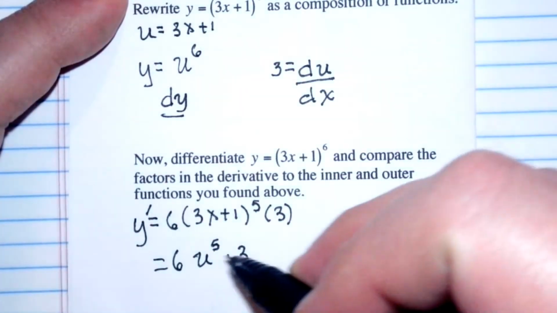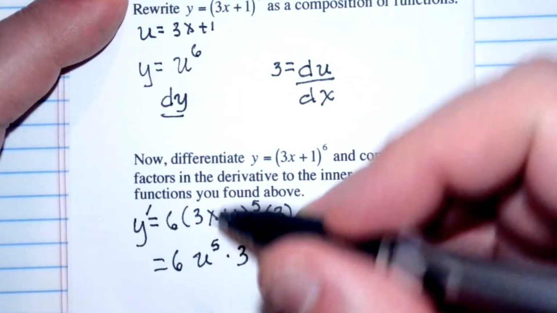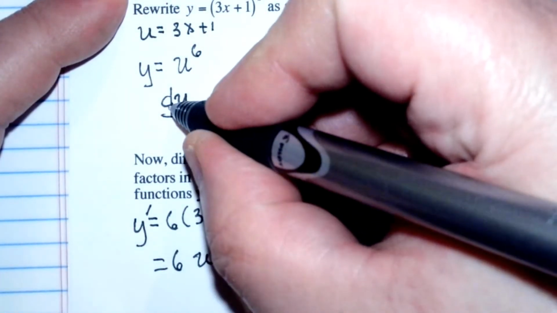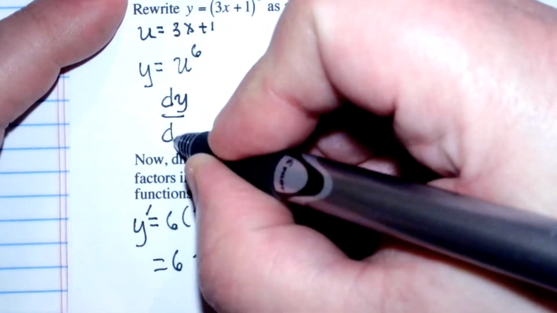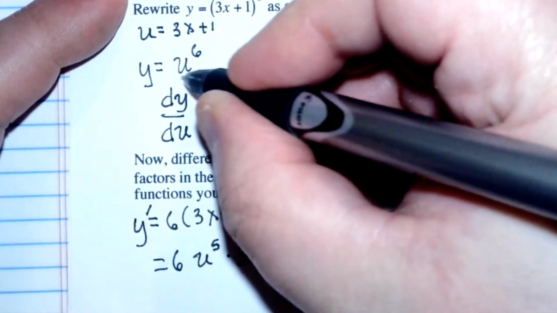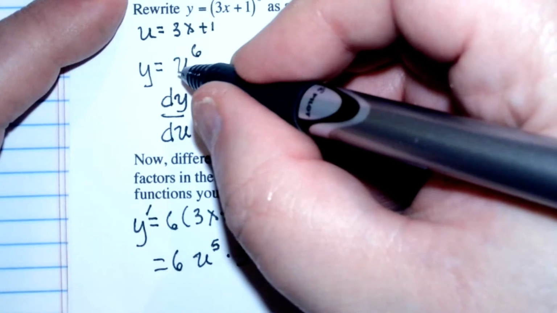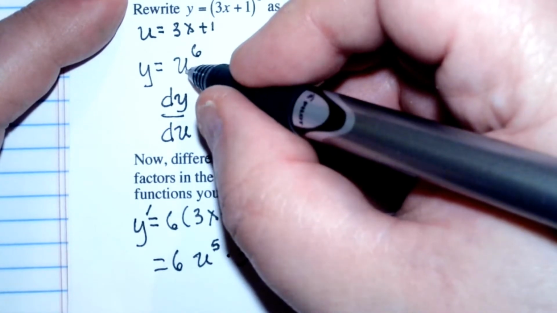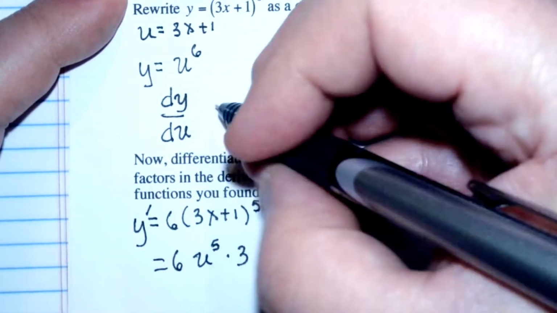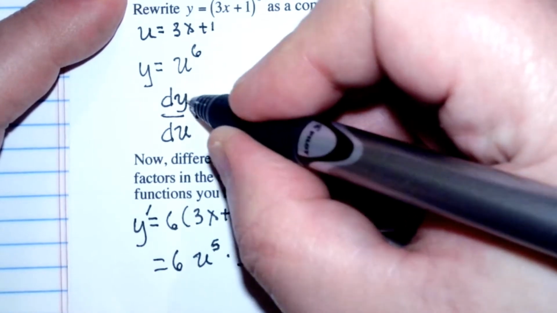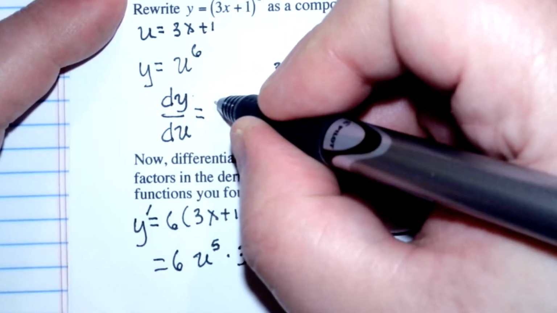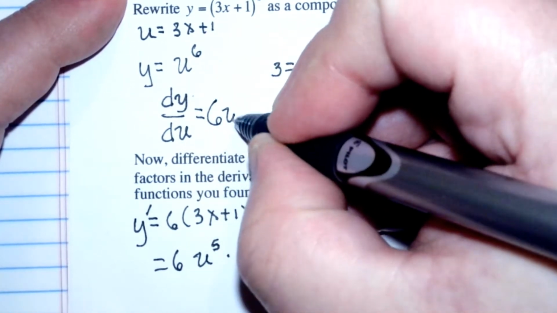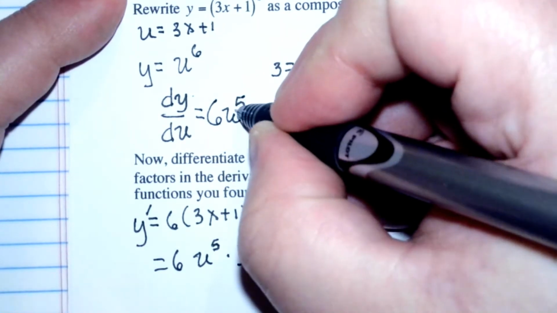If we're going to call 6u to the fifth the derivative of u to the sixth, this would actually be the derivative of y with respect to u, right? If we're differentiating this function, the independent variable here is u, and so we would say that dy over du is 6u to the fifth.